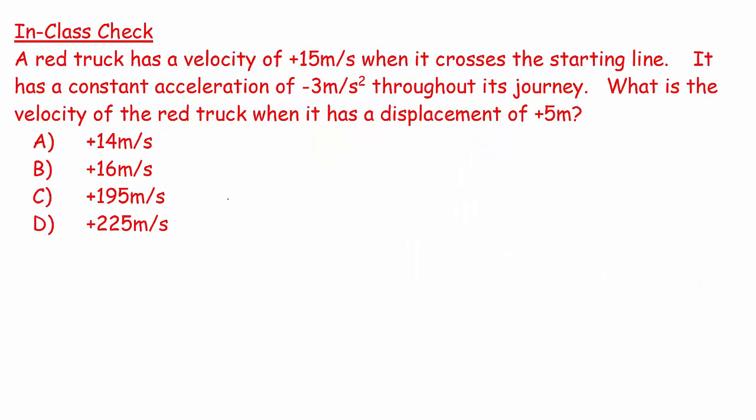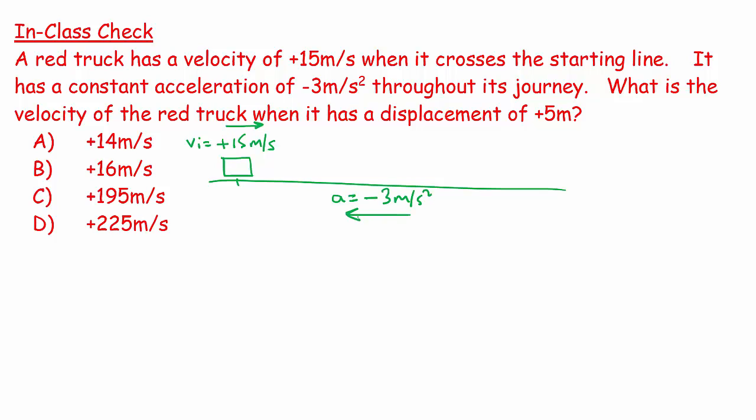Red truck has a velocity of 15 meters per second when it crosses the starting line. So let's do a track, and here I'm starting line, and my truck has a velocity of plus 15 meters per second. So it goes in that direction. And this is my VI. And then it has a constant acceleration, so my acceleration is equal to minus 3 meters per second squared, so that's pointing in that direction. What is the velocity of the red truck when it is a displacement of plus 5 meters?